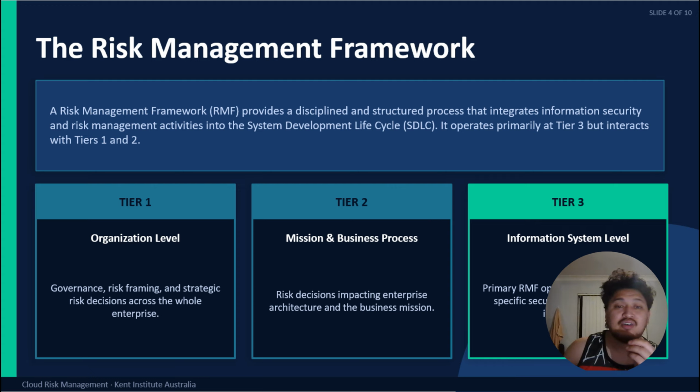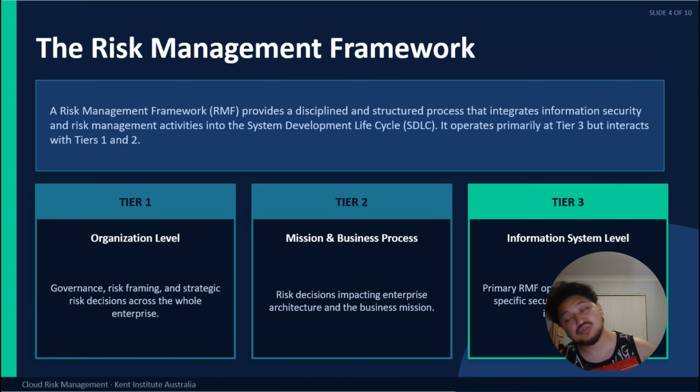The RMF operates across three tiers. Tier 1 is the organization level, Tier 2 is the mission and business process level, and Tier 3, where the RMF primarily operates, is the information system level. This is where specific security controls are selected and implemented. These tiers are not isolated. Decisions made at Tier 1 and Tier 2 flow down and shape what happens at Tier 3.